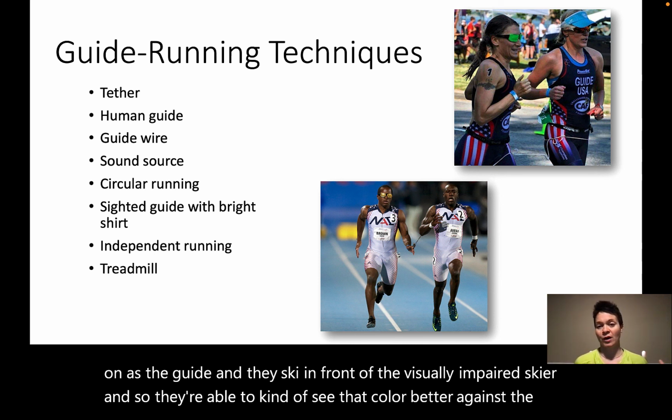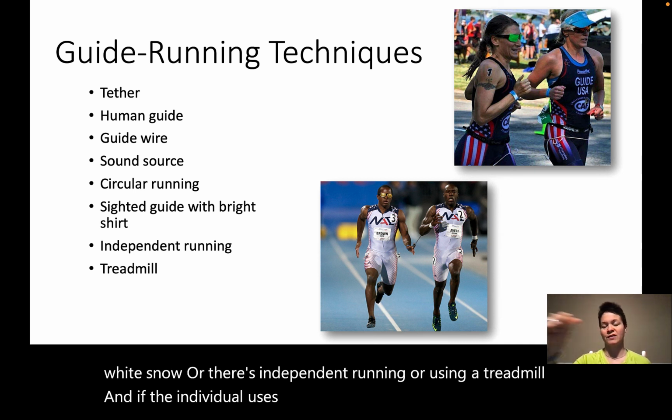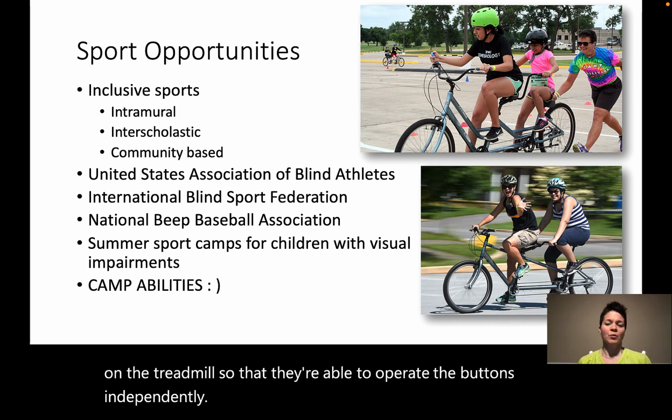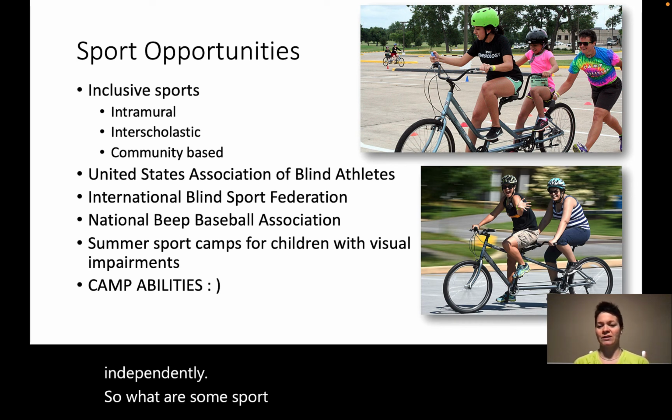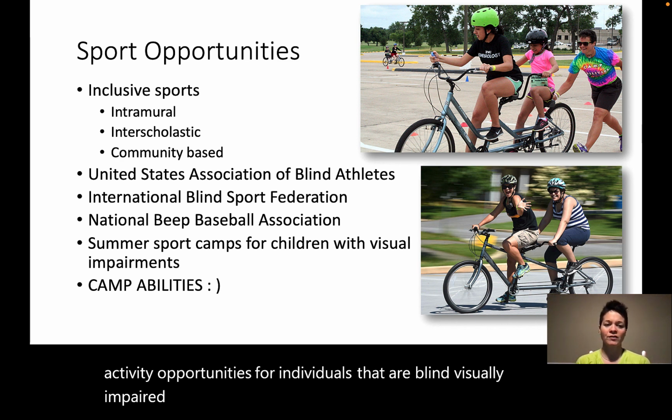So they're able to see that color better against the white snow. Or there's independent running or using a treadmill. And if the individual uses Braille, we can actually put Braille stickers on the treadmill so that they're able to operate the buttons independently. So what are some sport opportunities, or really just more physical activity opportunities, for individuals that are blind or visually impaired?